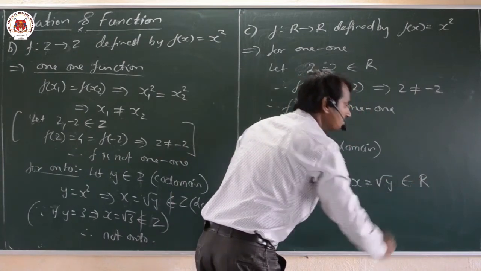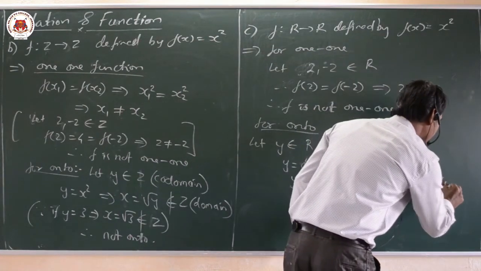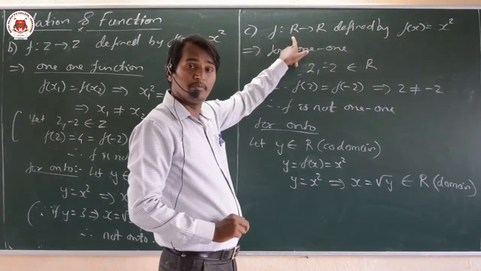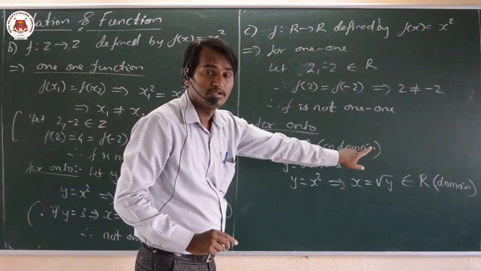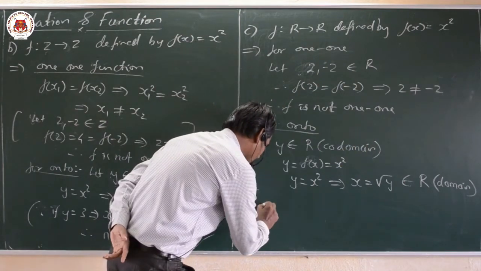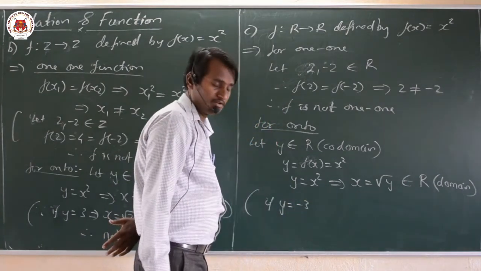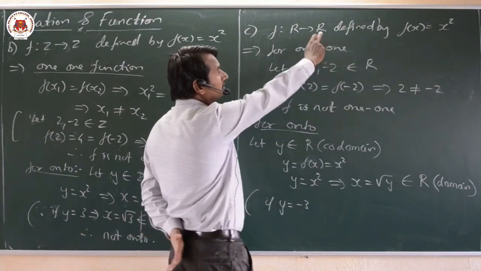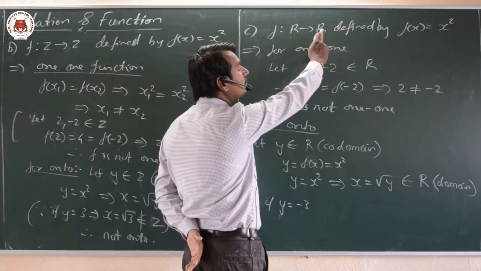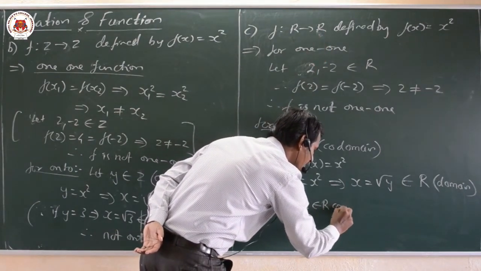Now does it belong to the real numbers? That is the question. What is the R here? R to R, that is the domain. Does it belong or not? That we have to check by giving a simple example. What we can take here, for example, if y equal to minus 3. Of course minus 3 is also a real number because it belongs to R here, that is the codomain.